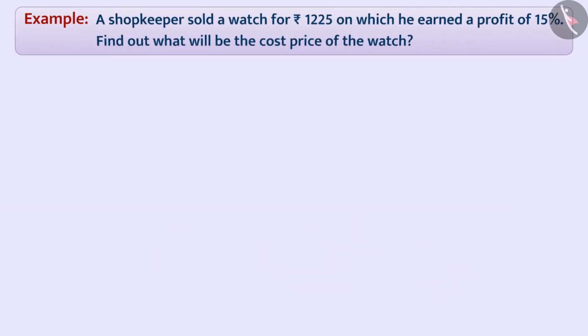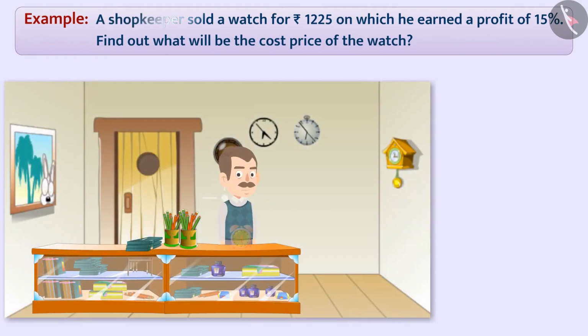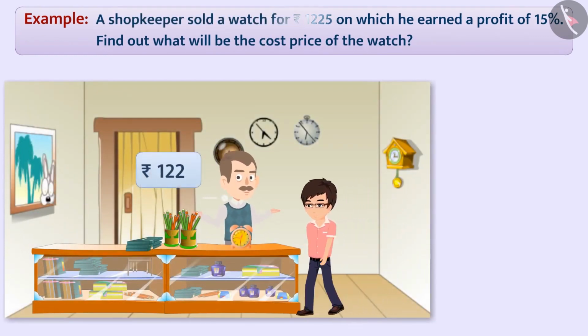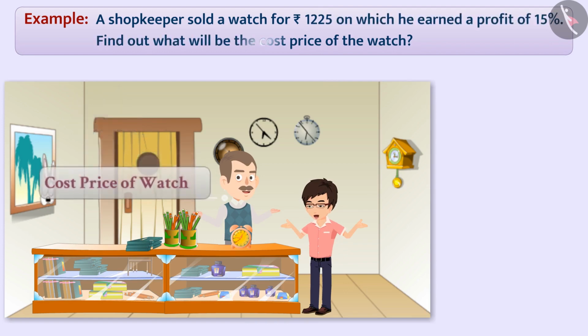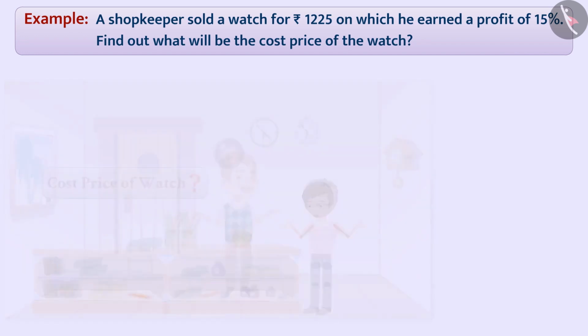Next example: a shopkeeper sold a watch for rupees 1225, on which he earned a profit of 15%. Find out what will be the cost price of the watch. Stop this video and try to find the answer. Let me tell you, here the shopkeeper sold the watch for 1225 rupees.